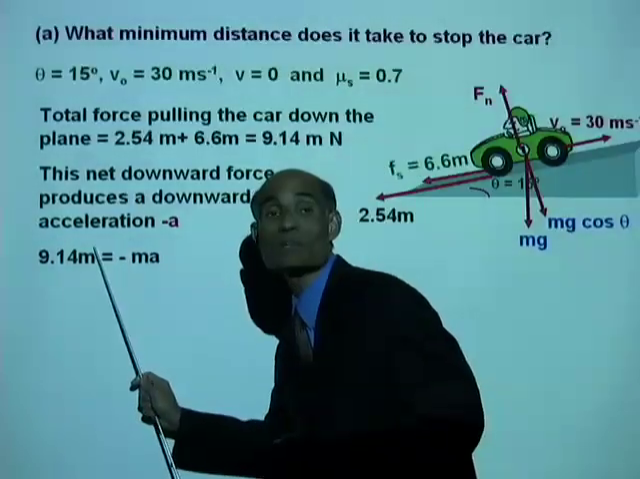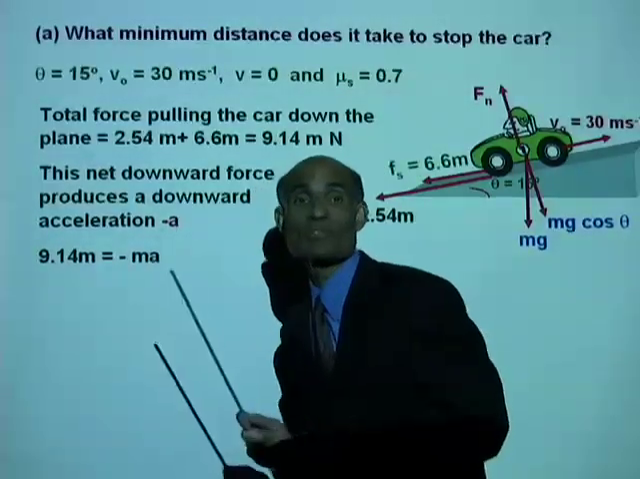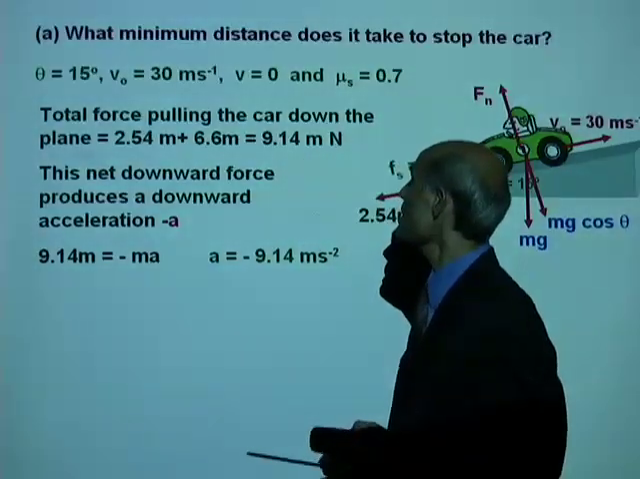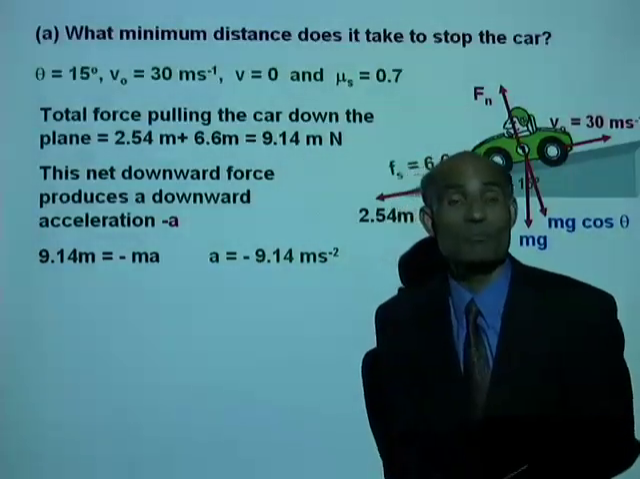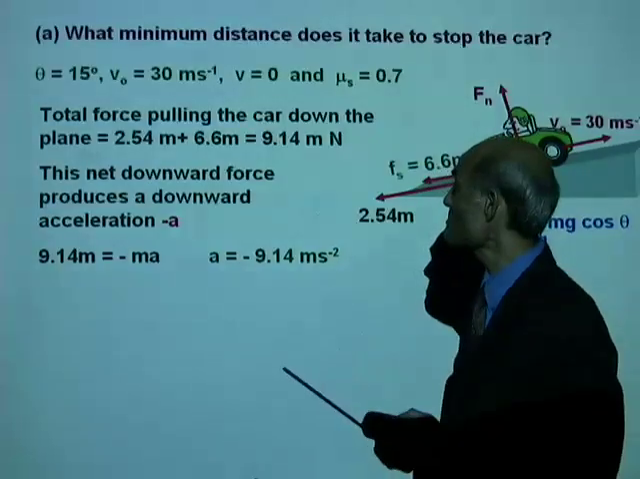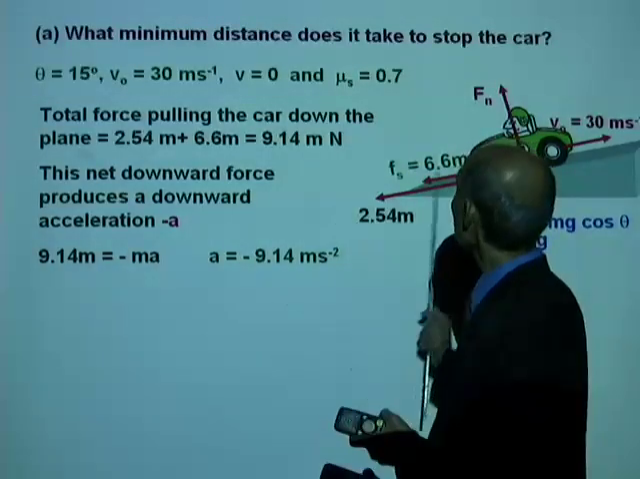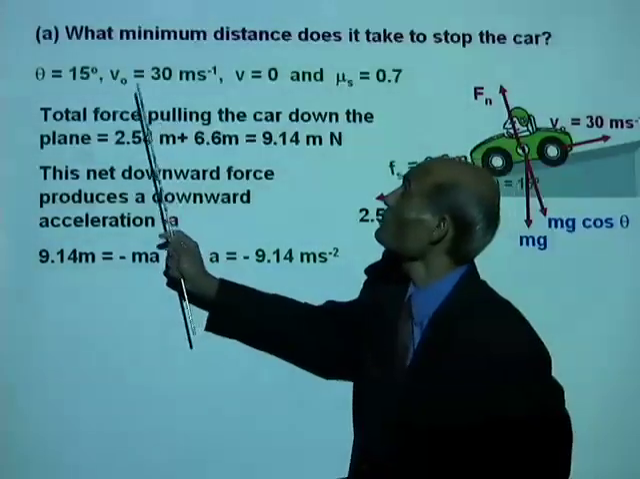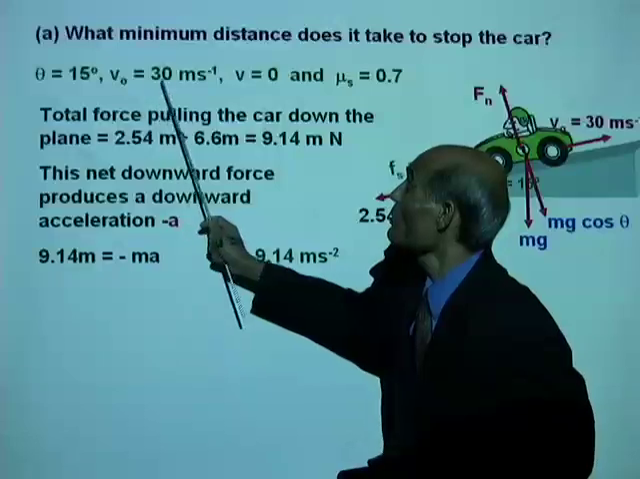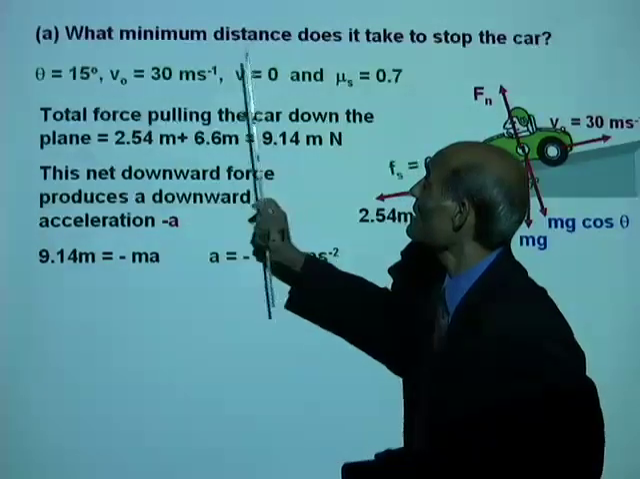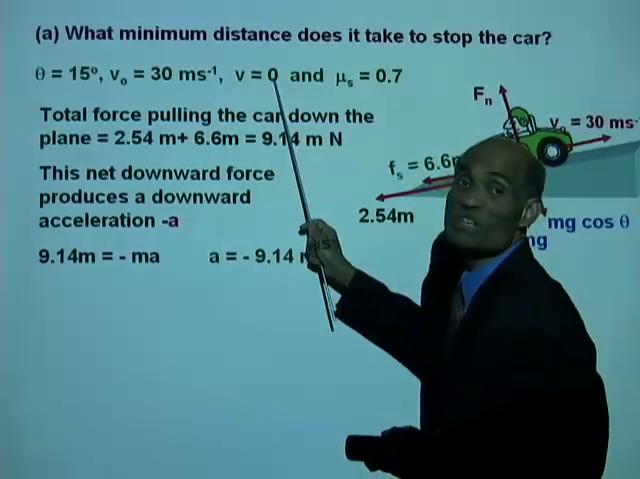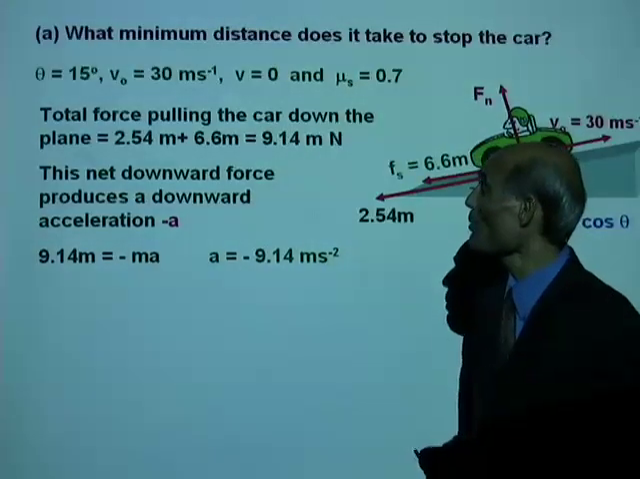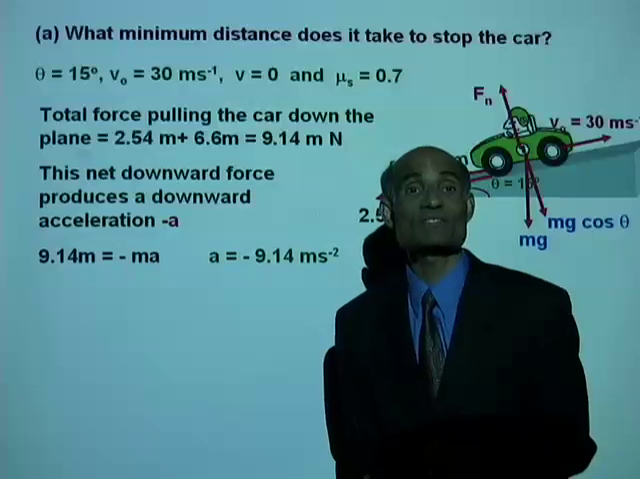Now we don't need the mass of the car, it cancels from both sides. And that gives you directly a equal to negative 9.14 meter per second squared. That is the acceleration of the car downward. And now we can use these values. V0 equal to 30 meter per second. The final velocity v has to be 0. The acceleration is negative 9.14 meter per second squared.